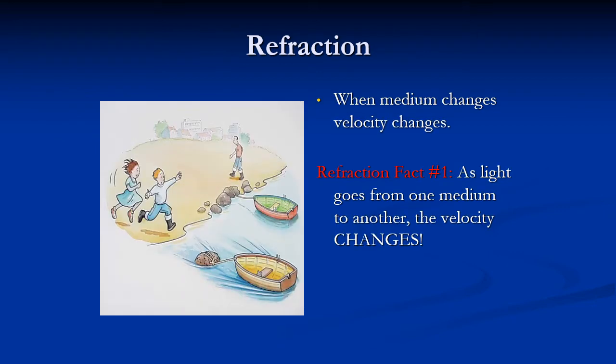In this picture, the boy and the girl are running or walking on the surface of sand. The speed of walking or running on sand is different when they enter into the water. So when they change from the sand to the water, the speed of running or walking changes. Just like that, as light goes from one medium to another, its velocity changes.